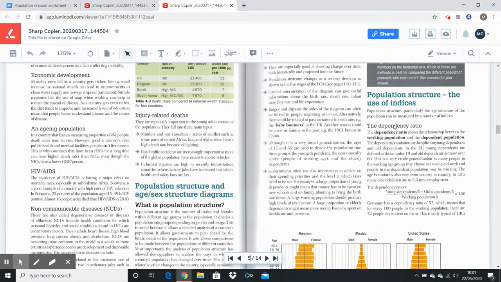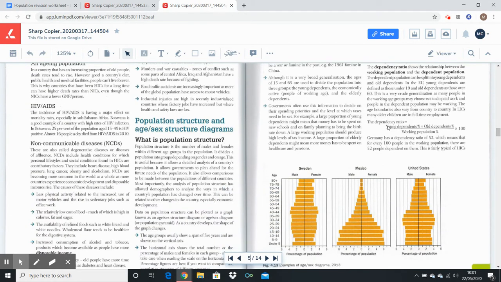Dependency ratio. How do we measure how many old versus young? This is a simple equation here: young dependent percentage plus old dependent percentage over working percentage, times 100. These young dependents tend to be those under about 19 years old. Older dependents are those over 60 or 65, and working populations are between 16 and about 65.